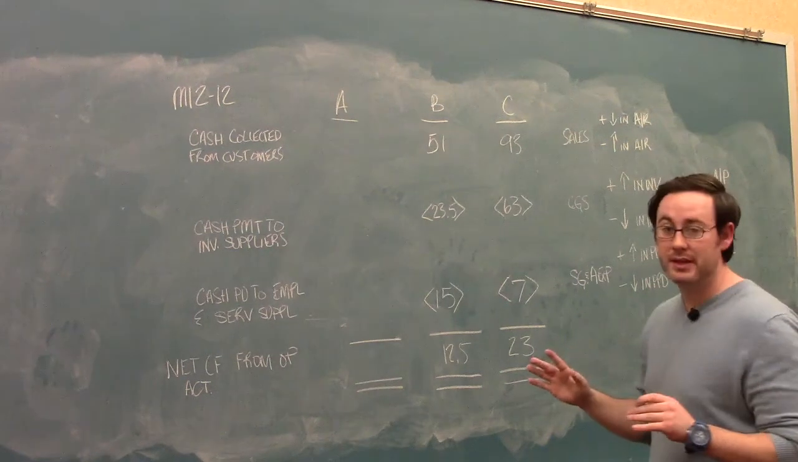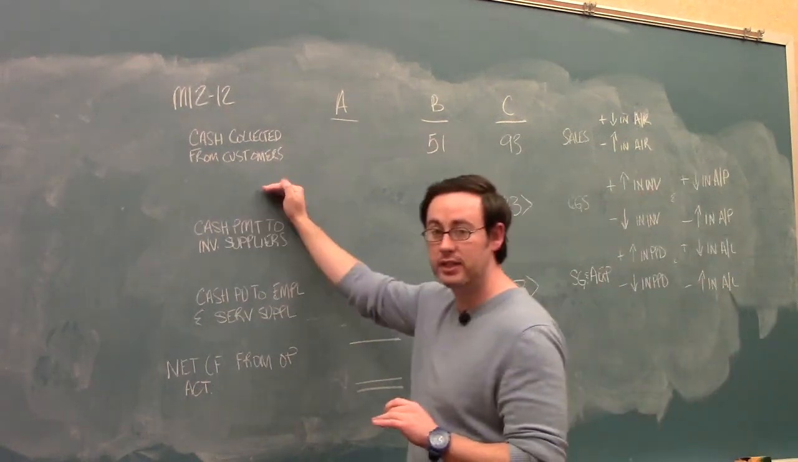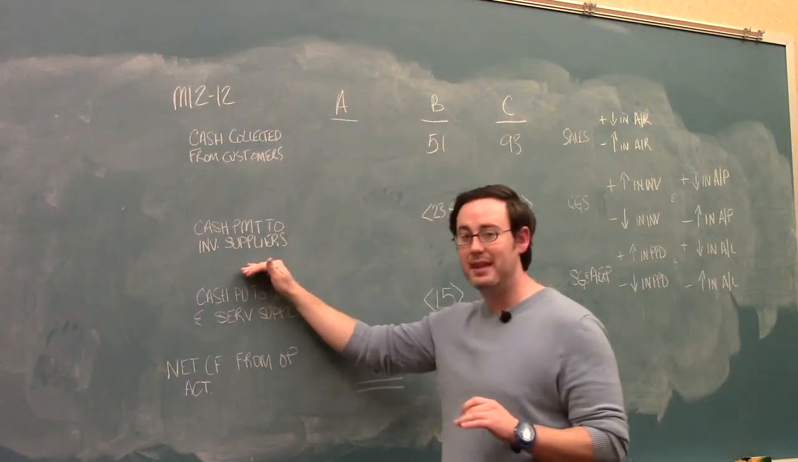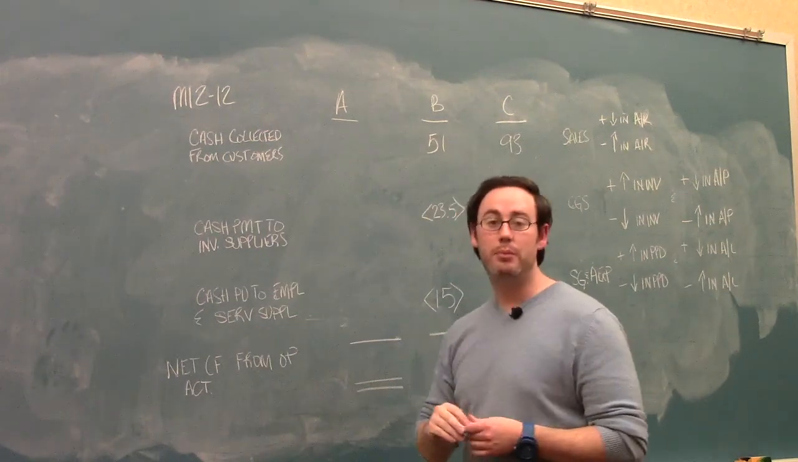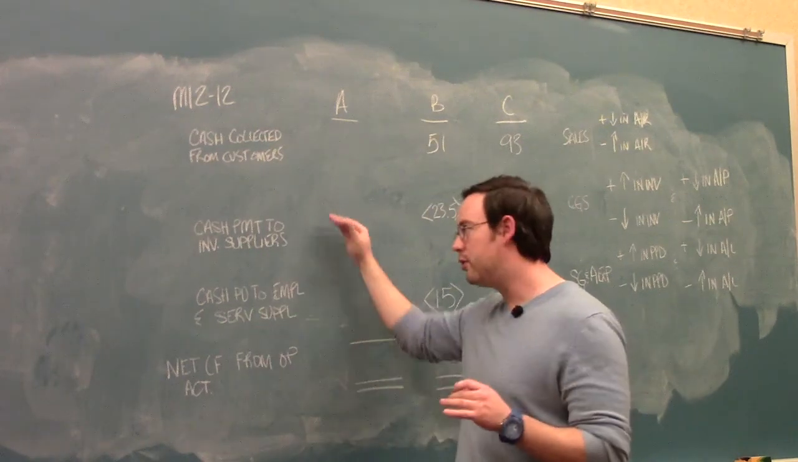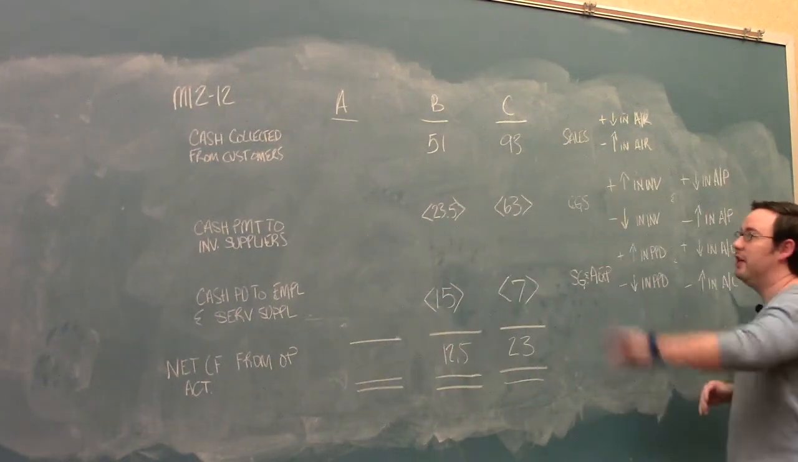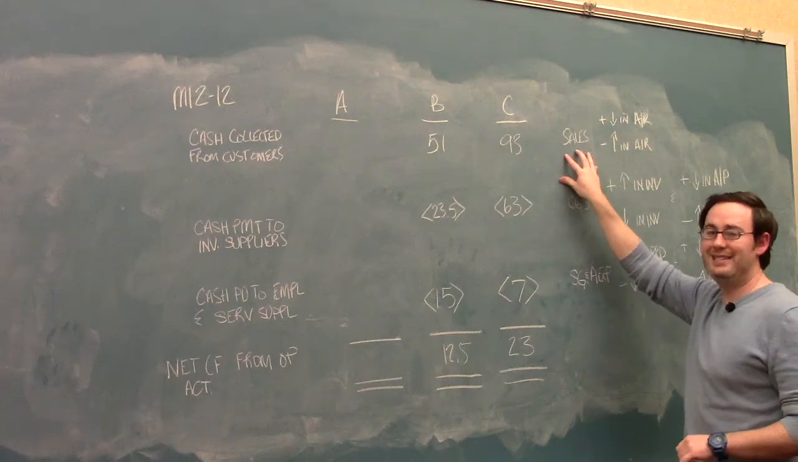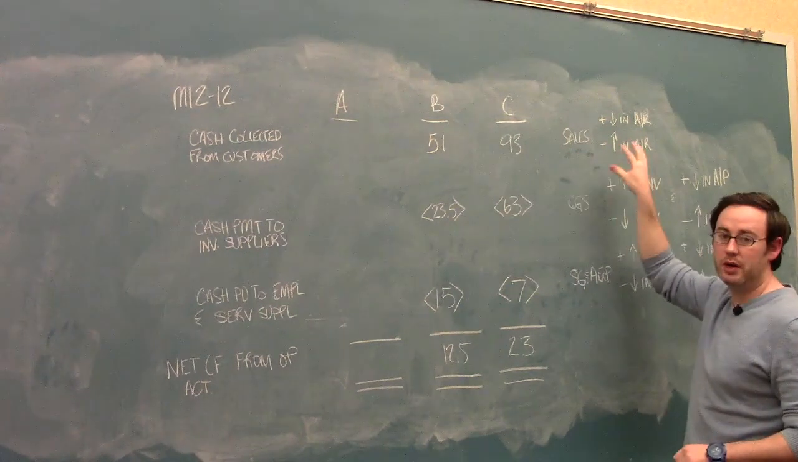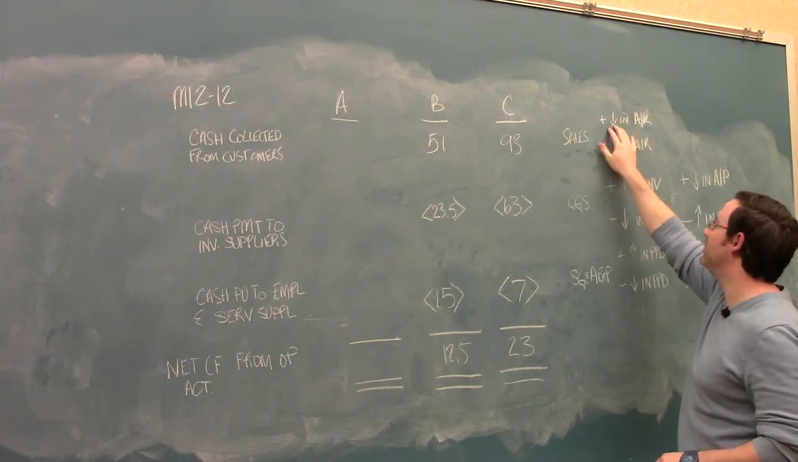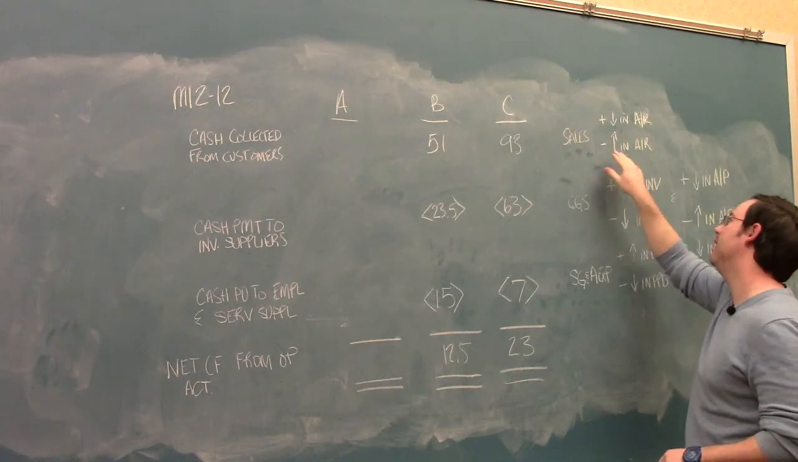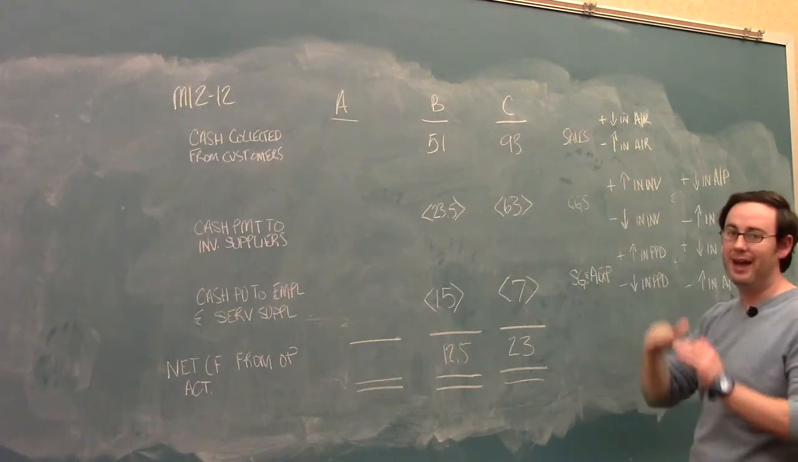There's three main groupings that we need to know. The groupings are the cash collected from customers, the cash payments to the inventory suppliers, and the cash paid to the employees and the service suppliers. These are the three main groupings, and here's how you get there. For the cash collected from customers, our starting point is sales. From sales, we adjust for accounts receivable. If accounts receivable goes down, we add it to sales. And if it goes up, we subtract it from sales, going the opposite direction.